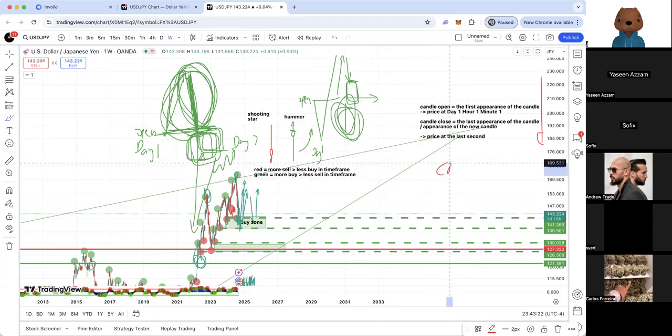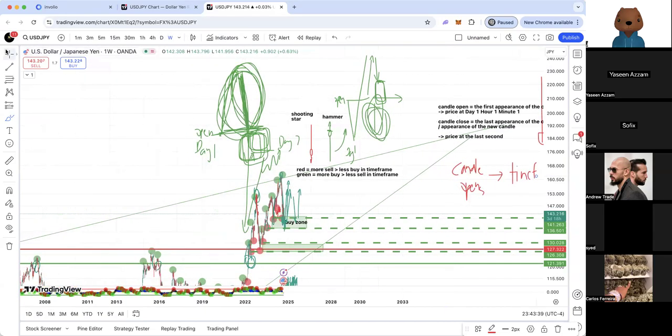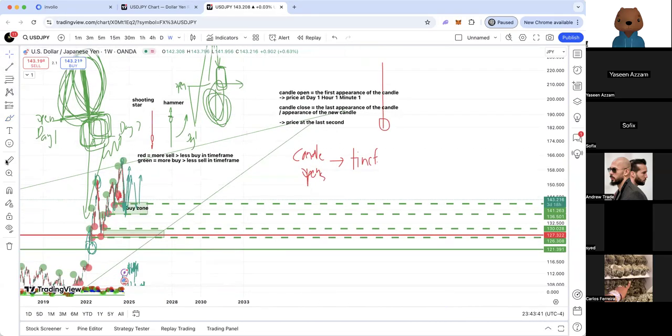Candle opens, right? Based on the time frame that you chose, right? So whatever time frame you have, that's 1 week right here. So after a week, the candle closes. Okay. Very, very simple.